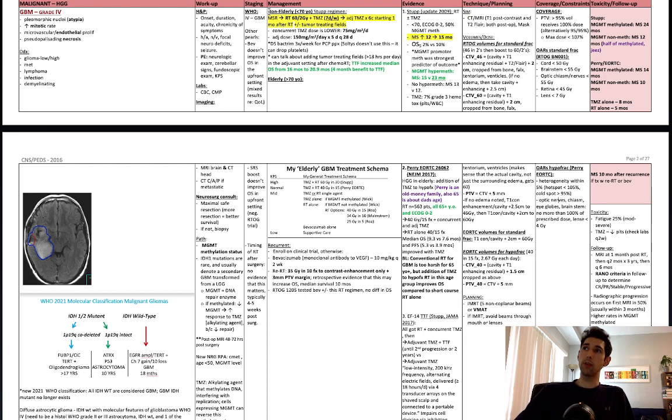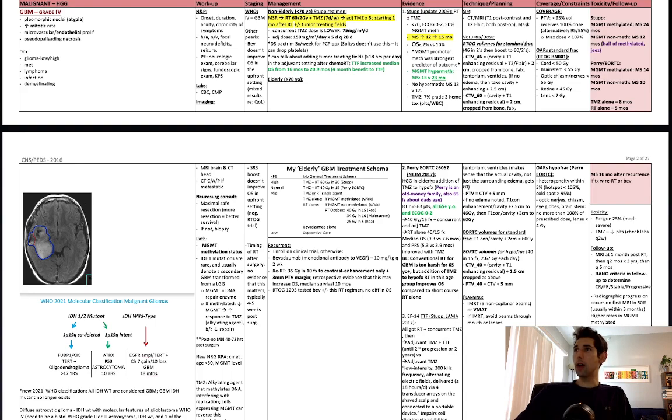Staging, WHO grade 4 GBM. Other pearls: bevacizumab doesn't improve overall survival in the upfront setting. There are mixed results on quality of life. SRS boost does not improve overall survival in the upfront setting. There's a negative RTOG trial here. Timing of radiation after surgery, there's no evidence that this matters. It's typically 4 to 5 weeks after surgery.